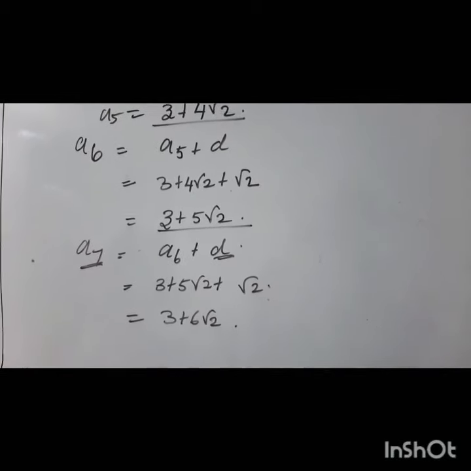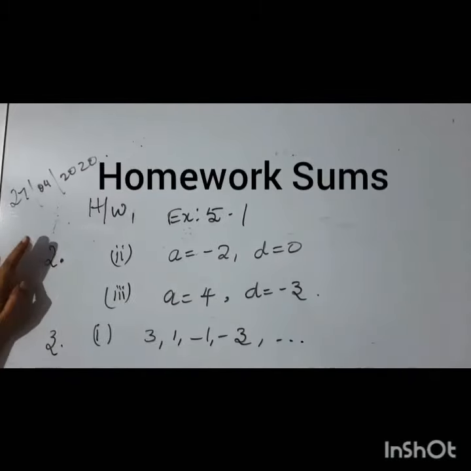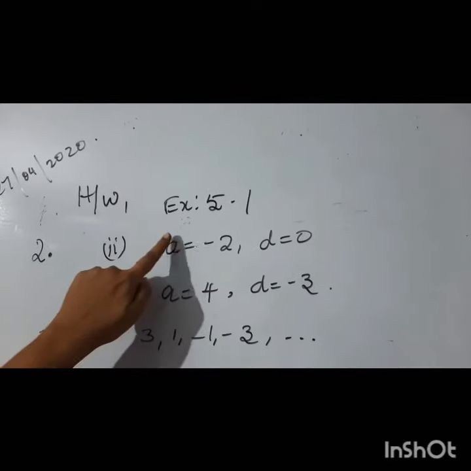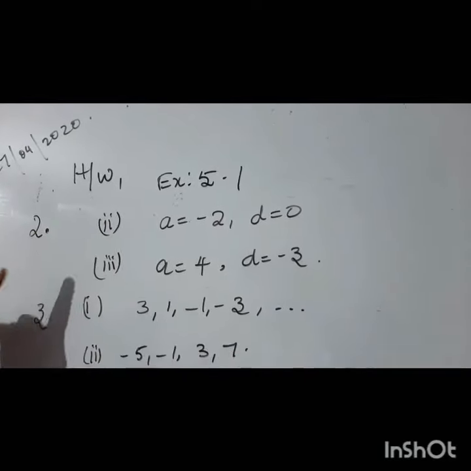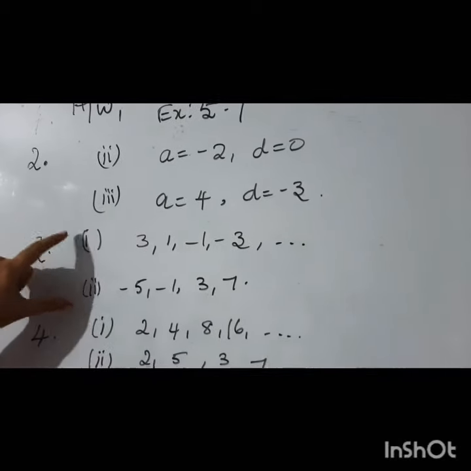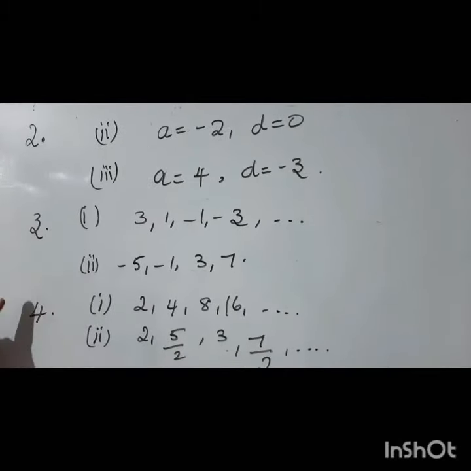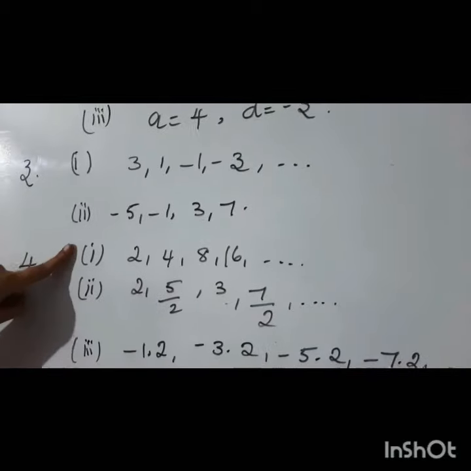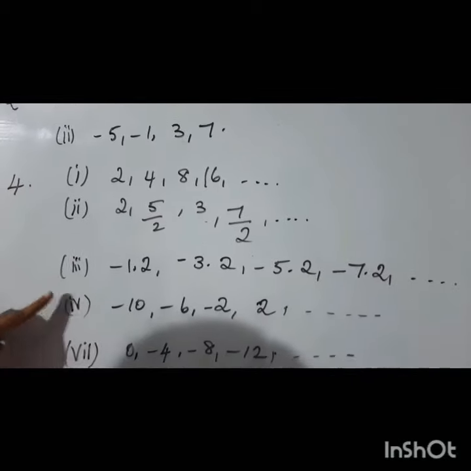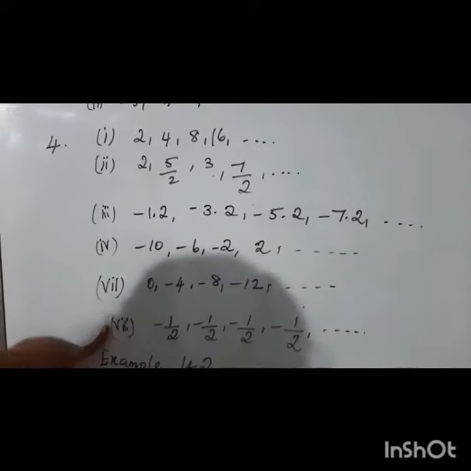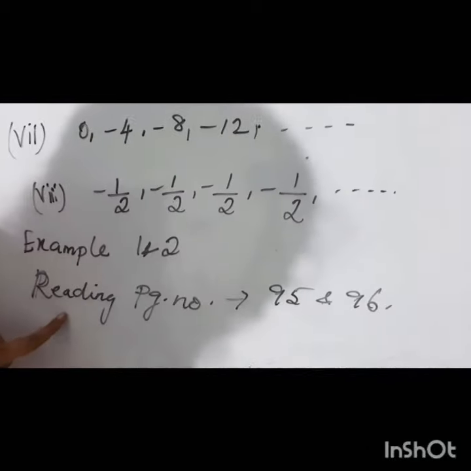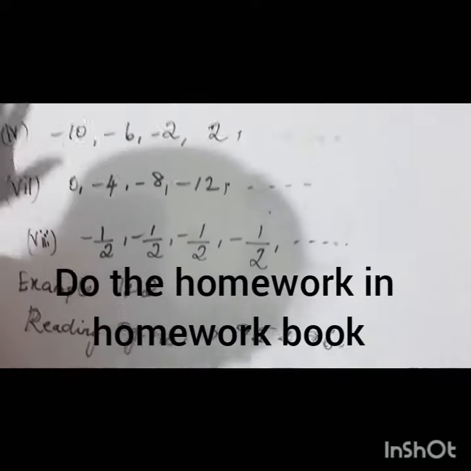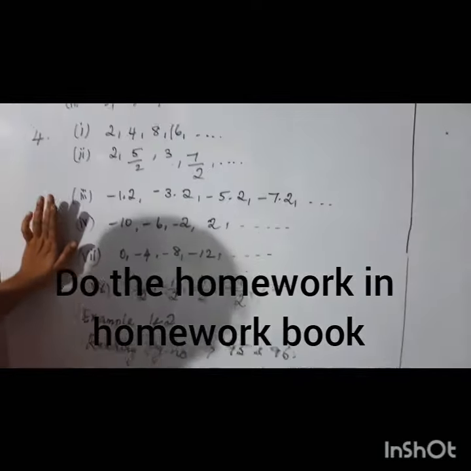Thank you. Children, note down the homework for today. In exercise 5.1, question number 2, two subdivisions, subdivisions 2 and 3. For question number 3, two subdivisions, 1 and 2. For question number 4, subdivisions 1, 2, 3, 4, 7 and 8. With that, do examples 1 and 2. And you need to read page numbers 95 and 96 in the content book. Do the homework in the homework notebook as usual.